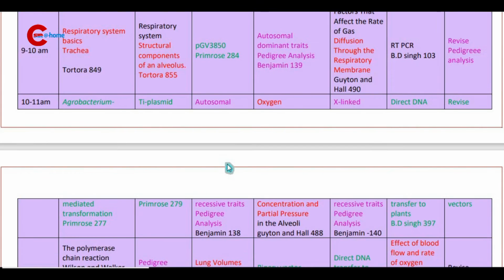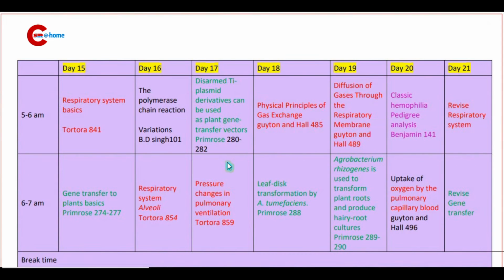Then day 18. 5 to 6 a.m., study physical principles of gas exchange. Here you need to refer Guyton and Hall. Then 6 to 7 a.m., study leaf disc transformation by agrobacterium tumefaciens.